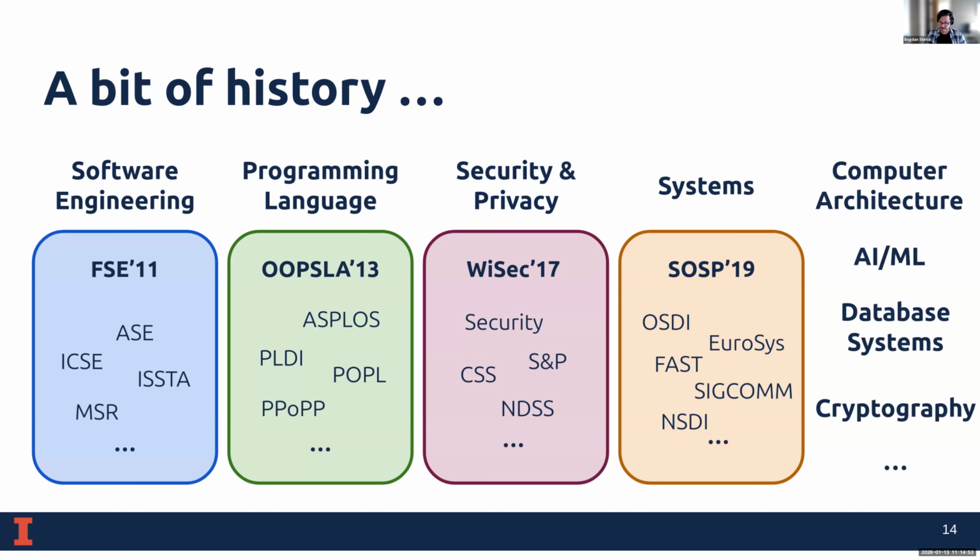Computer architecture now has artifact evaluation, at least for their main venues, as do AI and machine learning, databases, and recently cryptography. And every year there are new conferences that implement this. For example, this year, as far as I know, there are a few conferences, one of them notably NSDI. NSDI is implementing artifact evaluation for the first time. So it's an evolving process, and we're very happy that people take reproducibility seriously.